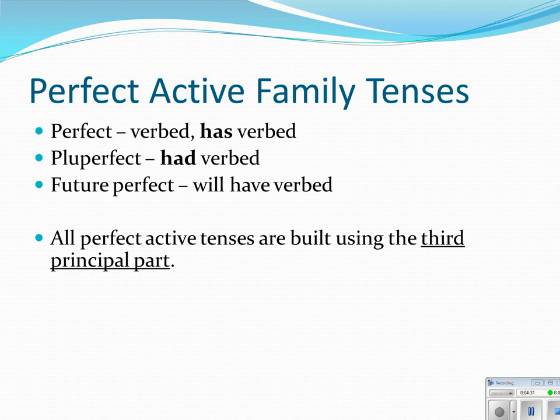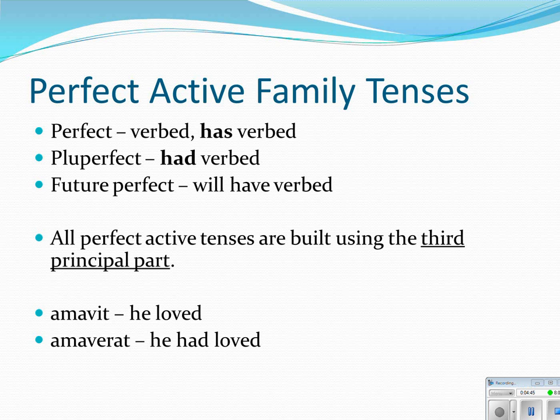All of these tenses are built using the third principal part, using the perfect stem. And they just have different endings to show the different tenses. So amavit is he loved, amaverat is he had loved, and amaverit is he will have loved. They all have the perfect stem from the third principal part, amav, A-M-A-V.